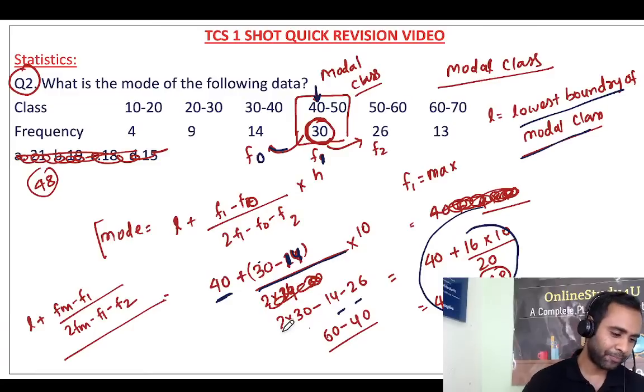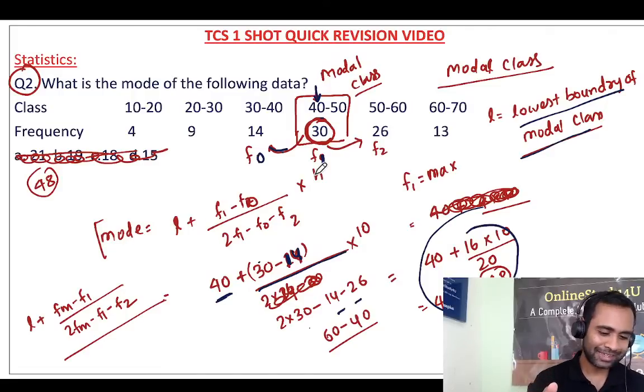Anyway, now tell me if you have any doubt in this particular problem. If not, then we can move to the next problem. So the highest frequency is nothing but F1. Any doubt in this particular problem? No, right? No issues, right? Clear for everyone?